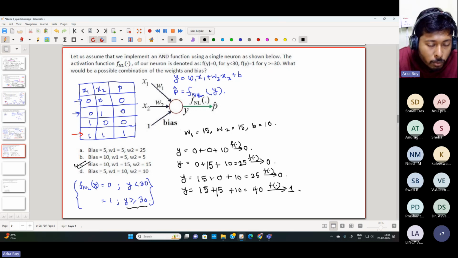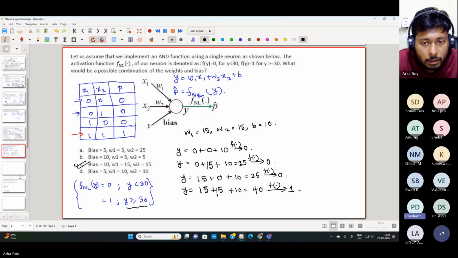So you don't have to go for option D as well because you have seen that for option C all the conditions are satisfying. So in the exam, if they do not provide what is the value of x1 and x2, you have to go for the whole calculation. Okay, so any confusion for this particular question?